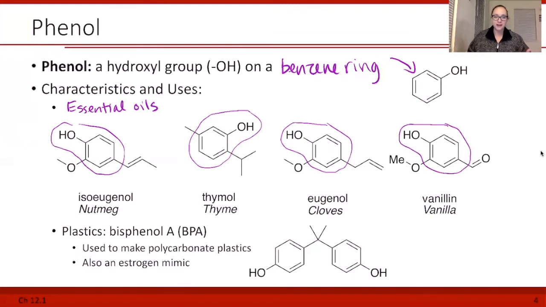So if you've ever had these, or thyme, I actually have a cleaning solution that has thyme in it, or thymol is, I think, technically the correct word. I'm not even sure I'm pronouncing that correctly, but you know, that's how life goes. But these all have phenols in them. So that's where we see phenols a lot in everyday life.